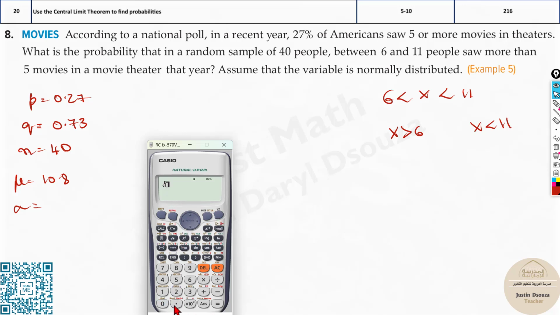Square root of 0.27 times 0.73 times 40. You just multiply all of them inside the square root. And the answer is 2.81. It's 2.81.